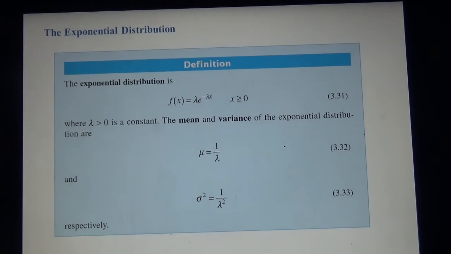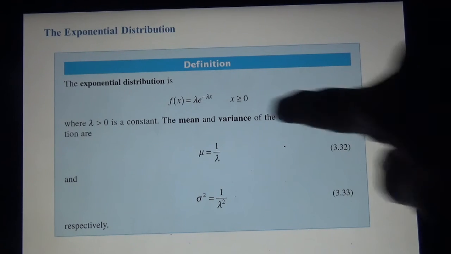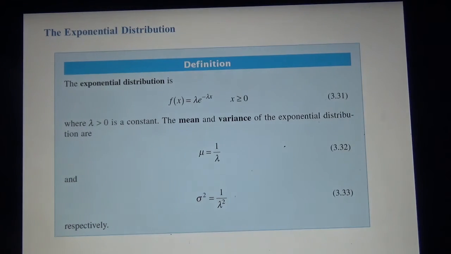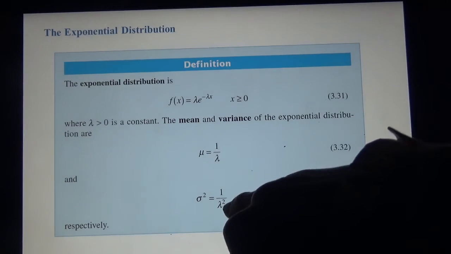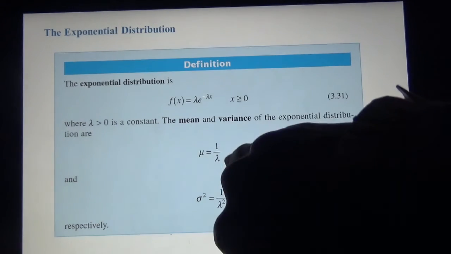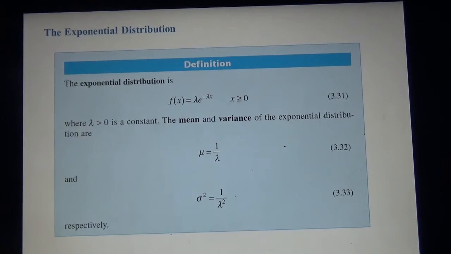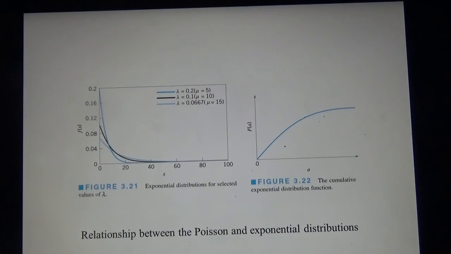And the exponential distribution, as you know, is lambda e to the power minus lambda x. The mean and the variance are like this: 1 over lambda, and 1 over lambda squared for the variance. Again, there are different graphs for the different lambda values.